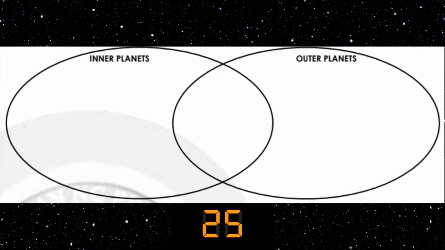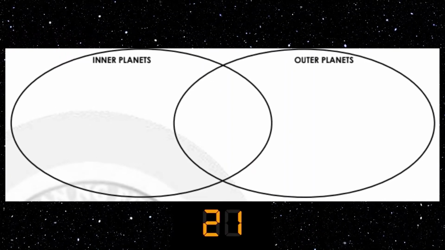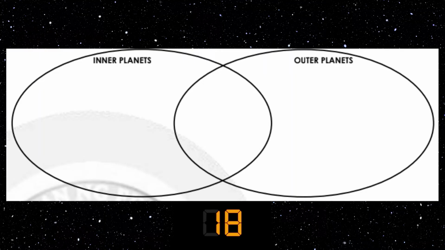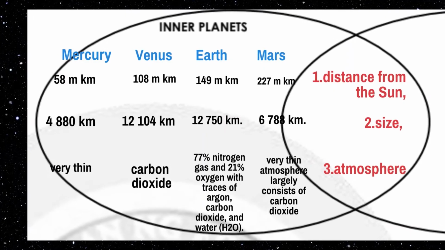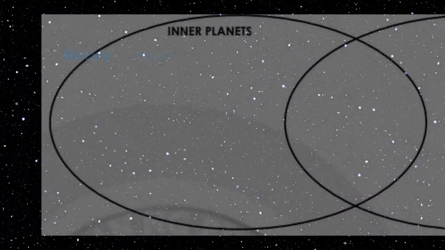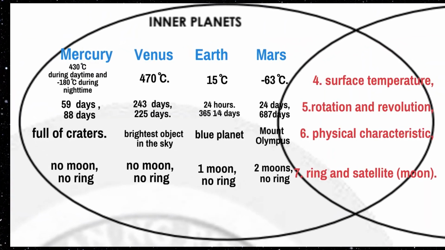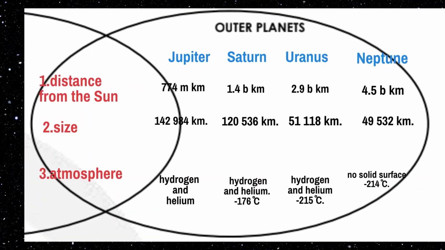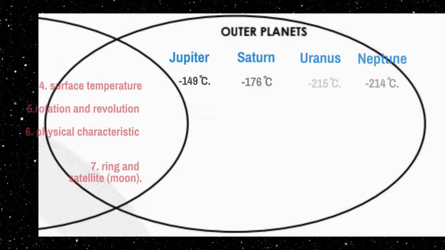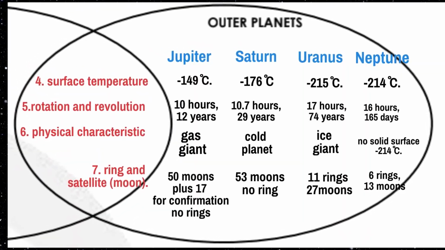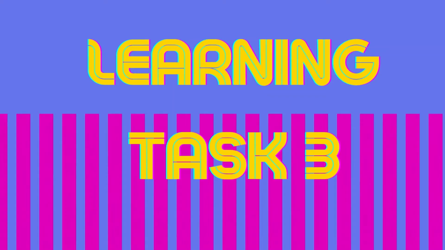So, use your lesson in answering this learning task. I'll be giving you enough time or enough seconds to complete this task. Good luck, everyone! After answering this, then we can have some checking. All right, so these are the inner planets, by distance from the sun. And the outer planets: Jupiter, Saturn, Uranus, Neptune, based on the categories that I have mentioned. Good luck!